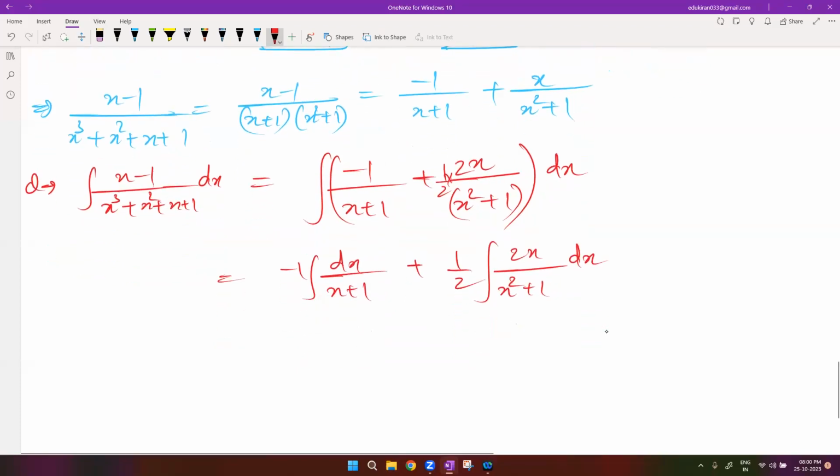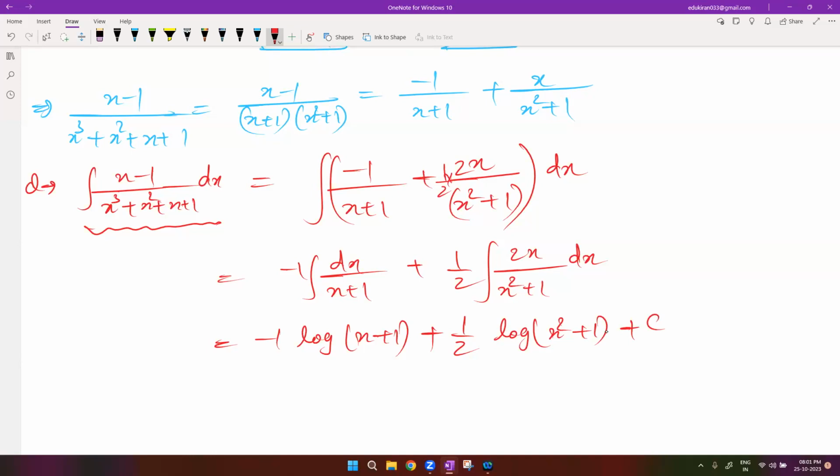So when we see this part, this seems unsolvable, but when we convert this into the right form, this is pretty straightforward. This is log of x plus 1, and then this is, again, if this is t, then this is dt. This is also log of x square plus 1 if you solve them. This is the final answer. Right? So this is how we can apply partial fractions.